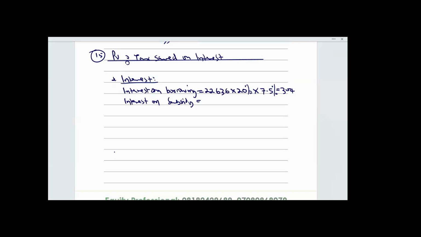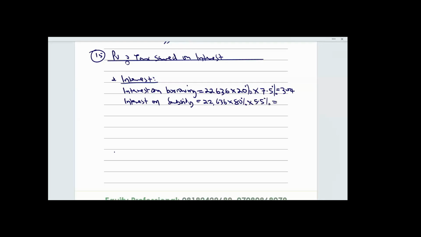So interest on subsidy, if you want to start from the beginning like we did for normal borrowing, no problem. But we already know the subsidy amount to be 18,109. But if you want to start from the beginning, you can say 22,636 multiplied by 80%. That will give us the subsidy amount, multiplied by the interest rate on the subsidy, which is 5.5%.